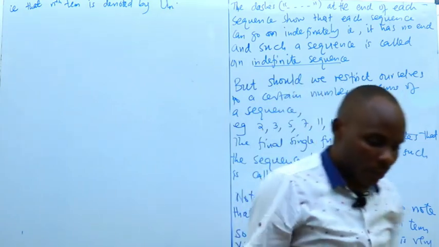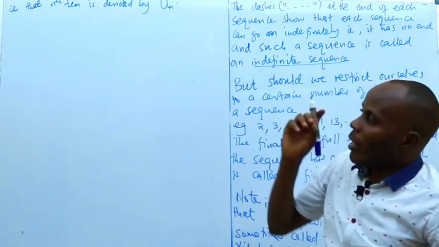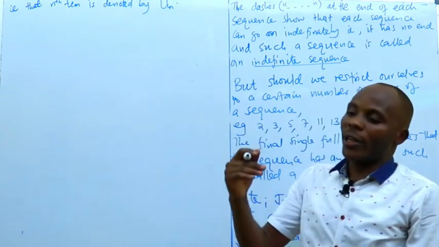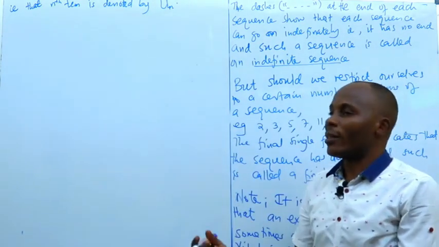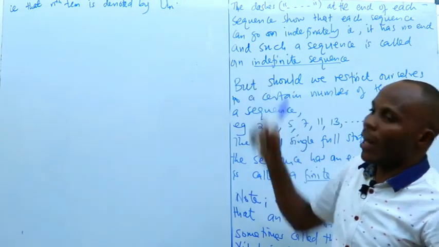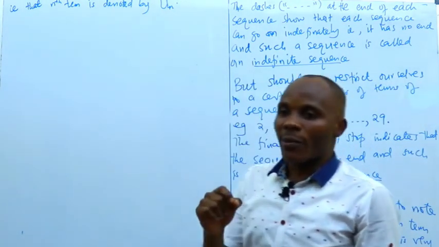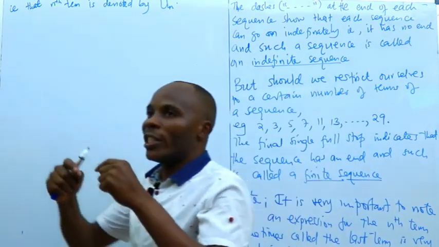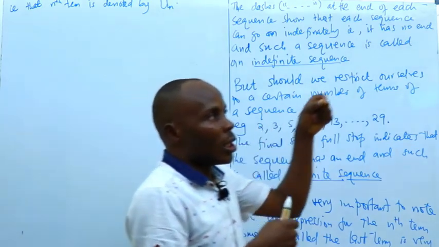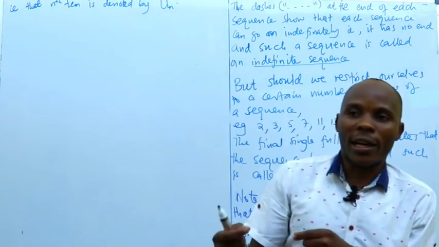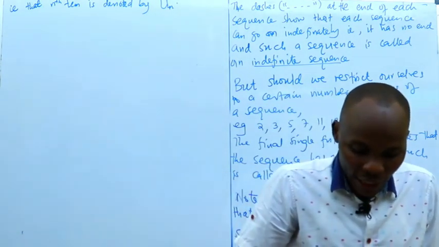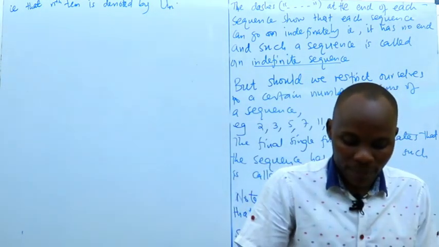Now, in each and every sequence or series, we have what we call the nth term. That term is the one that will determine which number will follow the other in a definite order.